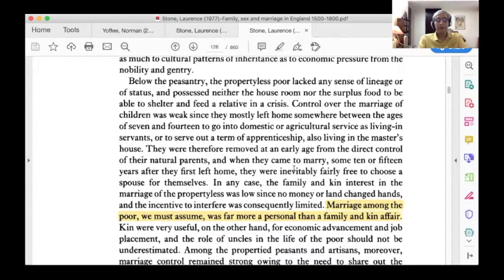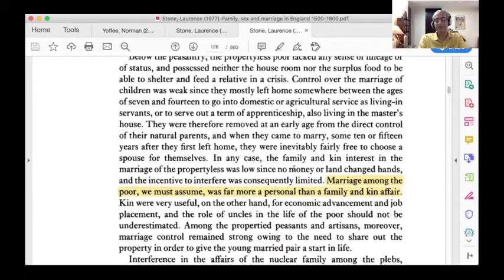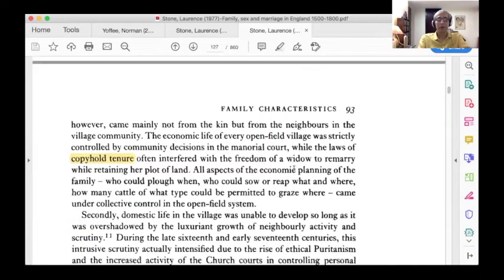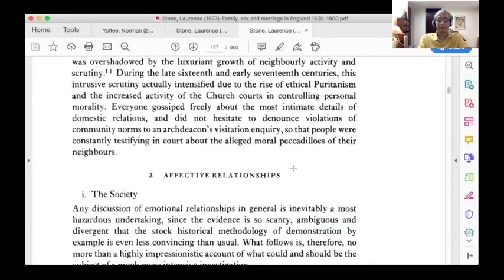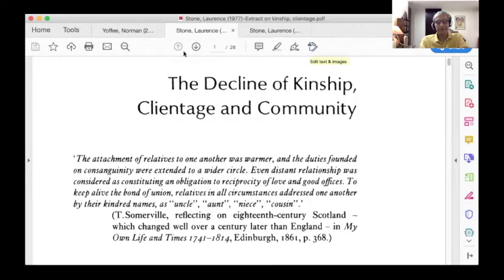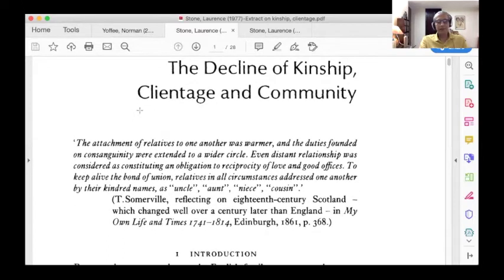Marriage among the poor, we must assume, was far more personal than a family and kin affair, right? In contrast to what was going on with the gentry. By the end of the 17th century, Stone is saying that things changed dramatically, right?